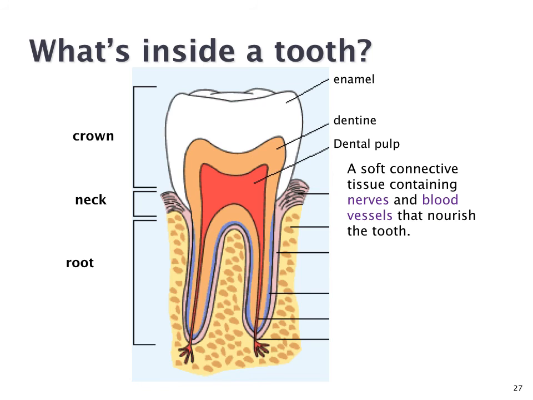Then you've got the dental pulp. So the middle of the tooth is a hollow pulp cavity filled with capillaries and nerves. So this is called the dental pulp. It's a soft connective tissue containing nerves and blood vessels that nourish the tooth. So the nerves are the ones that feel that hot and cold pain. You know, when you bite into an ice cream.